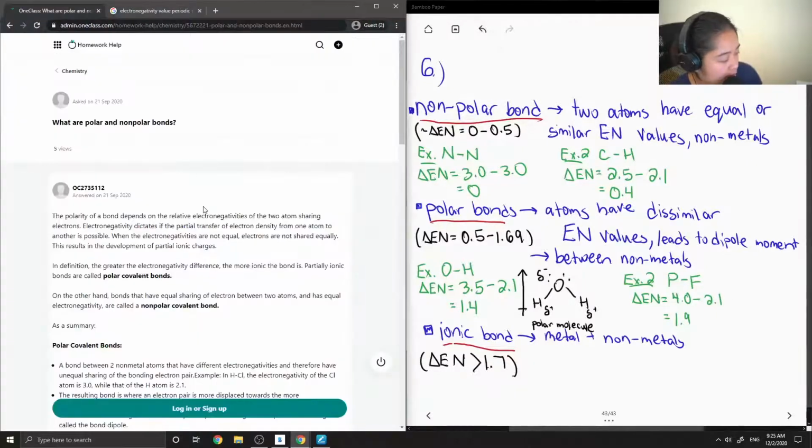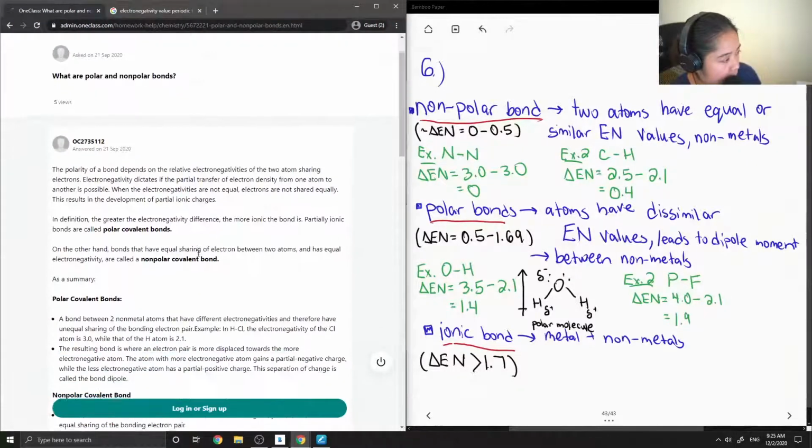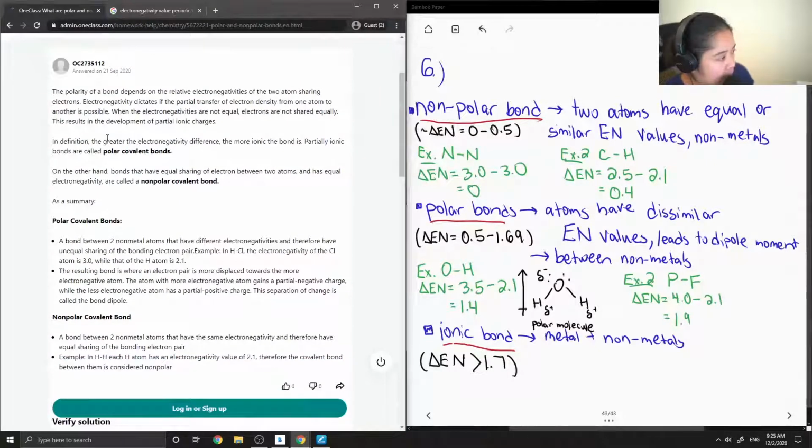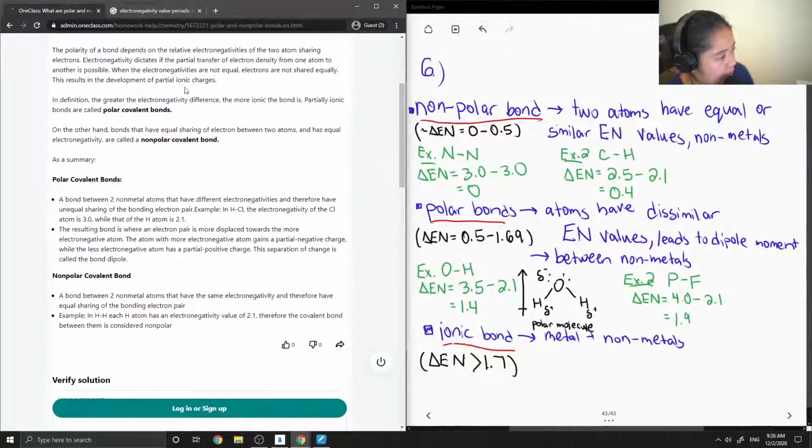So let's see what the junior tutor said. The polarity of a bond depends on the relative electronegativities of the two atoms sharing electrons. Electronegativity dictates if the partial transfer of electron density from one atom to another is possible. When the electronegativities are not equal, electrons are not shared equally. This results in the development of partial ionic charges. In definition, the greater the electronegativity difference, the more ionic the bond is. Partially ionic bonds are called polar covalent bonds.